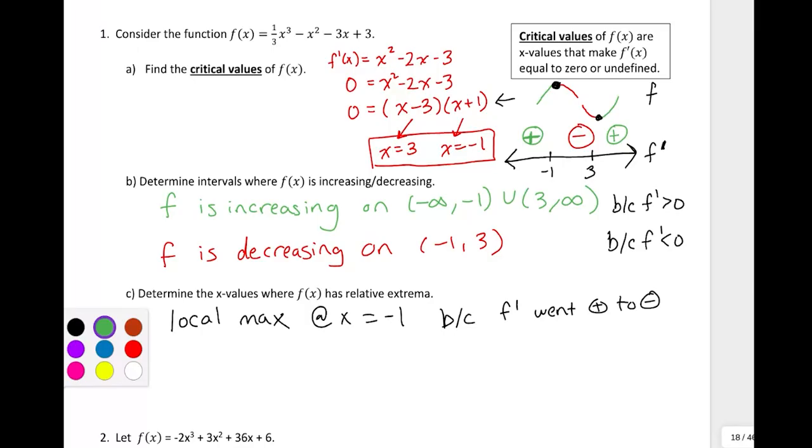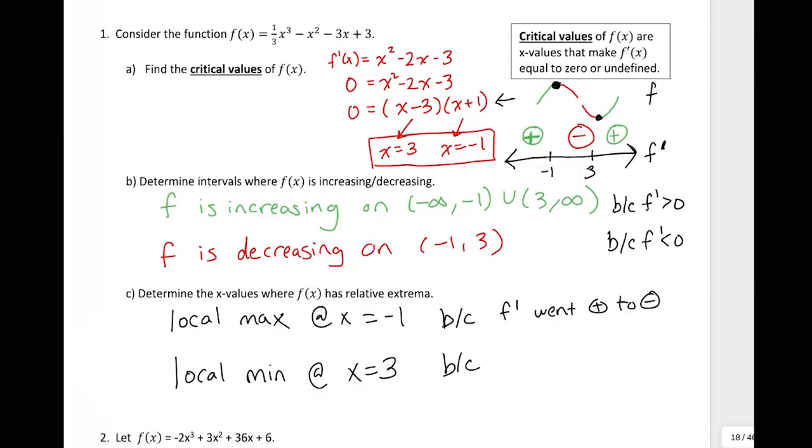But f would have a local minimum at 3. So we have a local minimum at x equals 3. And what tells us that that is true is the fact that f prime went from being negative to positive. So that's what your justification should look like.